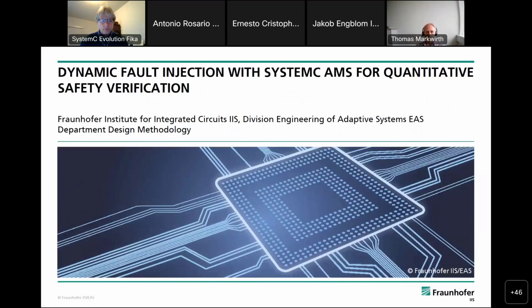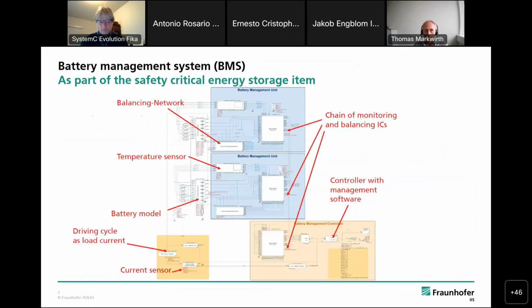So in my presentation, I want to demonstrate how a dynamic fault injection for SystemC AMS can be used for quantitative safety verification. Imagine there is a design under development, for example, a battery management system as part of a safety critical energy storage item. Such a system can include, for example, analog hierarchical battery models, a chain of monitoring balancing ICs as a mixed signal, up to a controller model, which also includes management software running there.